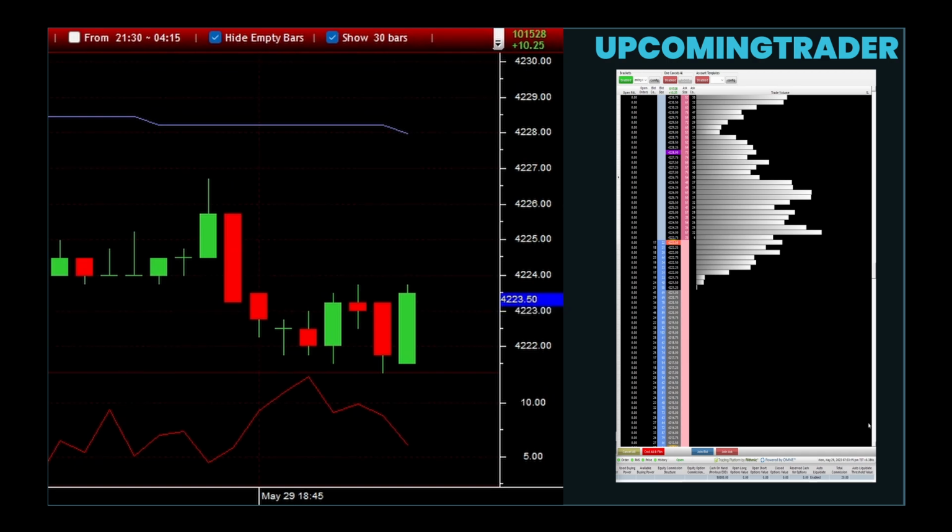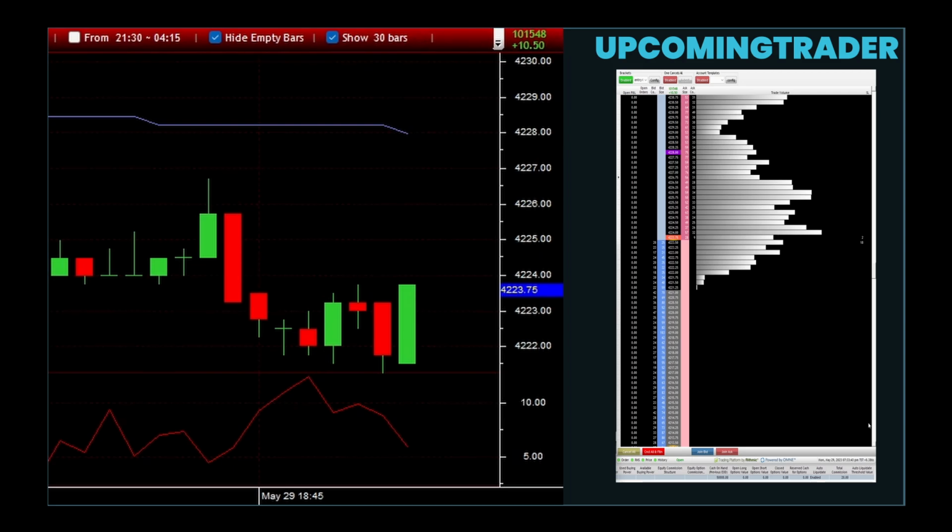There are several strategies you can use with TPO charts. One strategy is called value area trading. In this strategy, if the price moves back into the value area from outside, there is a good chance it will move all the way through to the other side. Traders often look to buy near the value area low and sell near the value area high, expecting the market to move between these points.